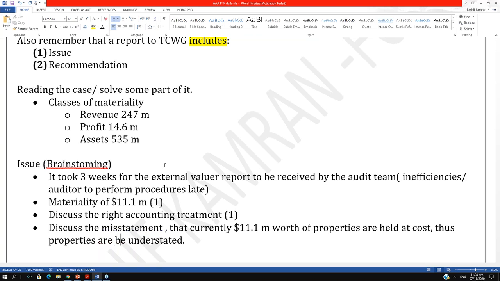So, should we discuss these things with management, with those charged with governance in a report? So, we got how many marks? Almost like 4 marks so far, right? Okay, let's do one more exercise finally for the class.